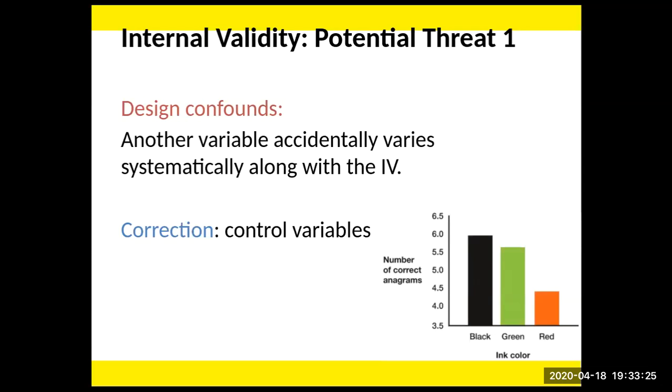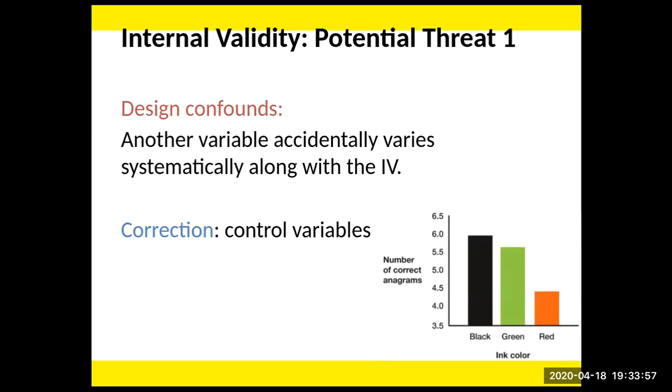So how do we deal with that? We control for those things. In this case, the number of correct anagrams for black, green, and red. We want to make sure that everybody that took this anagram test, shall we say, the anagram experiment, had equal strength or an equal skill in anagrams. What if the people who had the black and green ink were already just naturally better at anagrams than the people in red?